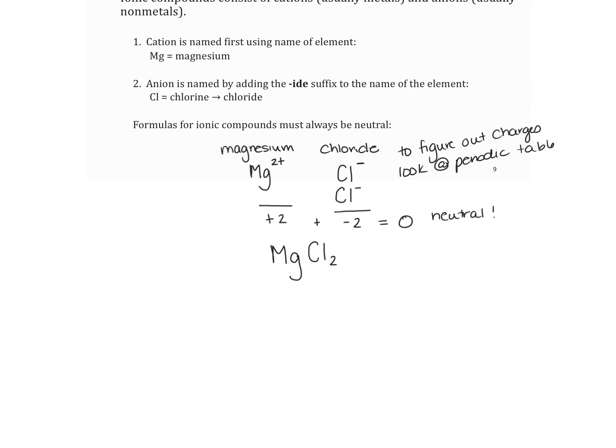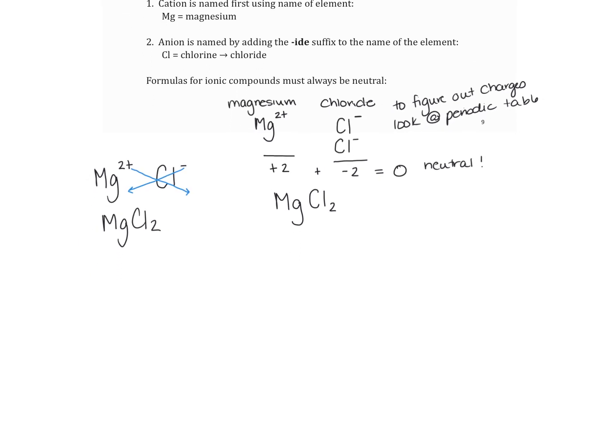There is another way to do this. If you look here, you can come over here and go magnesium has a 2+ charge. Chlorine has a negative charge. And if you take the charge and make it the number of atoms, so we crisscross, I like to say crisscross applesauce, but if we crisscross those charges to become atoms, that becomes magnesium chloride, just like that.